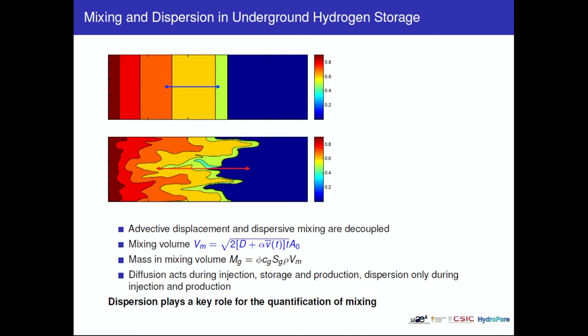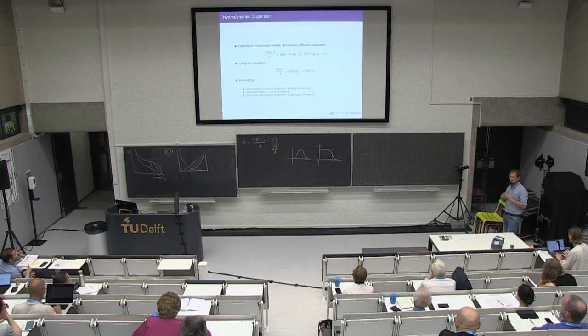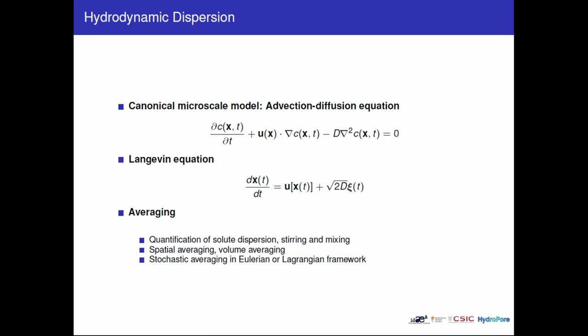And let's have a closer look. So now I want to focus on dispersion, on the impact of flow fluctuations and spatial heterogeneity in the hydraulic conductivity on mixing and dispersion. So we have seen that for gas-gas displacement and gas-fluid displacement, we can express transport with just an advection diffusion dispersion equation, or a nonlinear version of it. And this nonlinear version, I forgot to say, is often linearized.